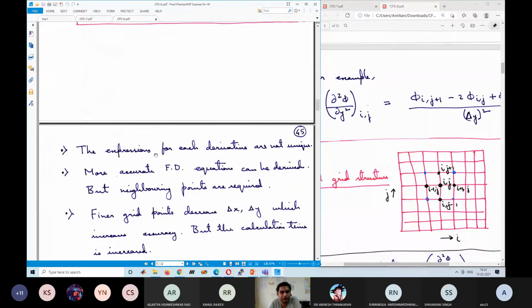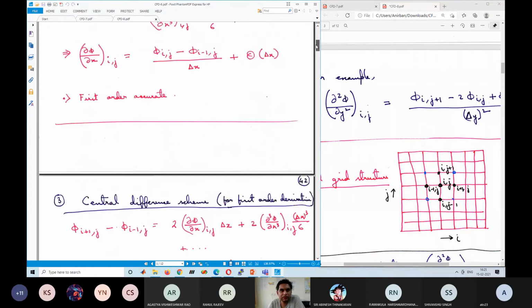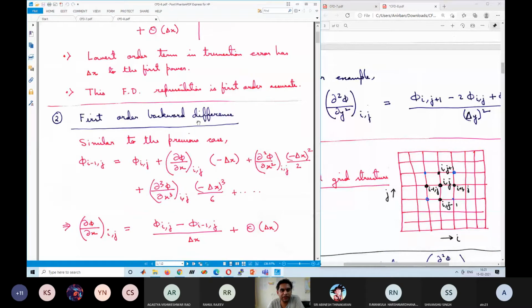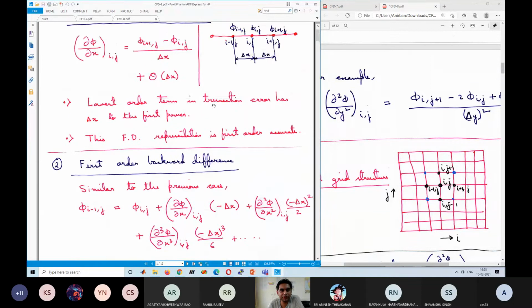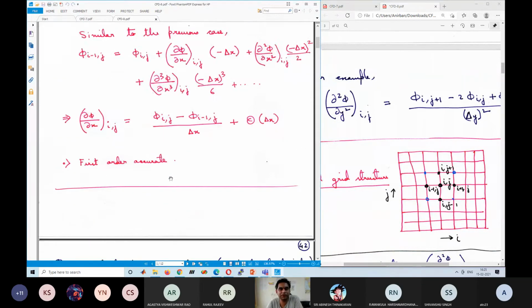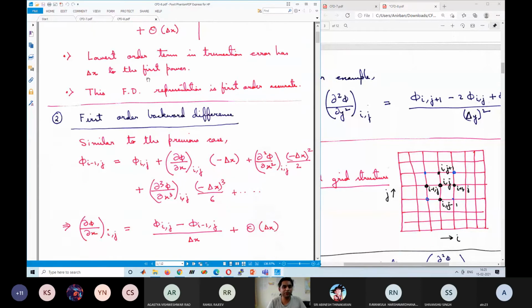Second important thing to note is that we can derive more accurate FD equations, but more neighboring points are required. If we go back to our case, first order forward difference needs only one neighboring point. It is first order accurate. Backward difference needs only one neighboring point. It is first order accurate. Central difference needs two neighboring points. It is second order accurate. So we can even go to higher order accuracy, but more neighboring points will be required.